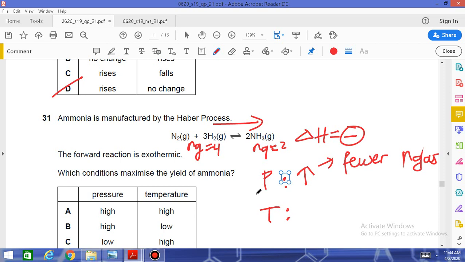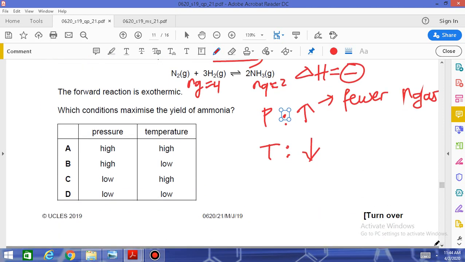How about the temperature? The forward reaction is exothermic. To shift the equilibrium to the right, the temperature must be decreased since the forward reaction is exothermic. So the answer is B. The pressure must be high and the temperature must be low.